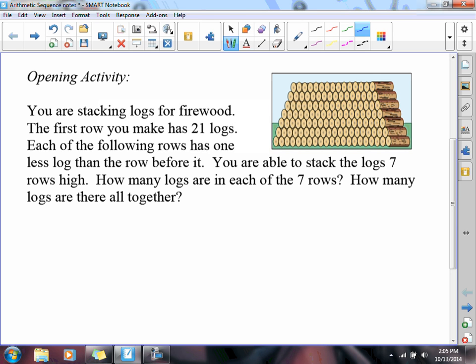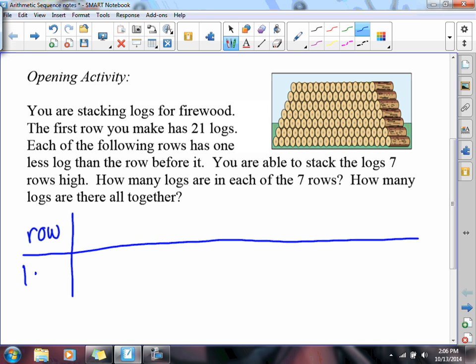So we have this nice picture that's drawn for us as well. It's got 21 logs going across the bottom. It's got 7 rows high. Now I'm not going to sit here and count every single log in that picture, but I am going to organize the information in this problem. And I'm going to use a table to do that. So I'm going to have my row and my logs, the number of logs. I'm going to organize that into this table here.